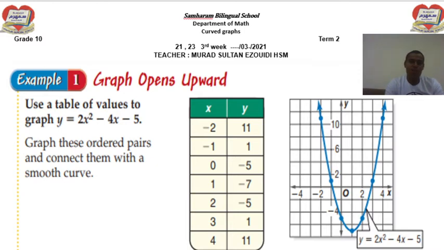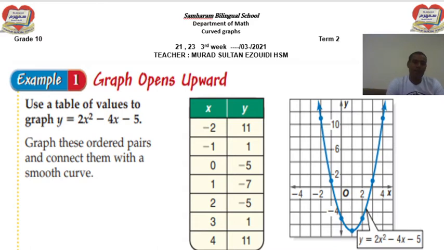After drawing this, after connecting these points, you will get the parabola. A parabola that opens upwards. Why? Because the coefficient of x squared is positive. Clear? And you will mention here y equals x squared minus 4x minus 5.